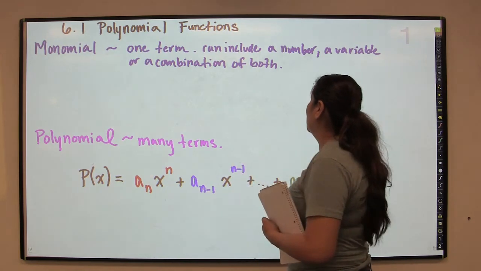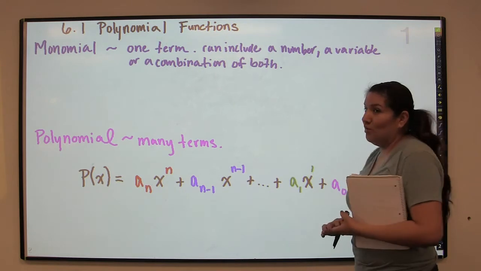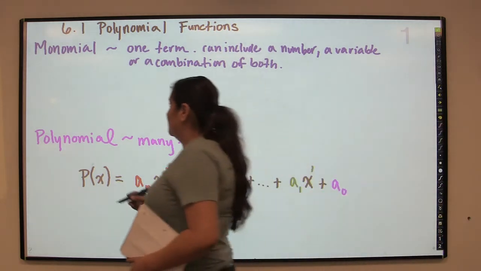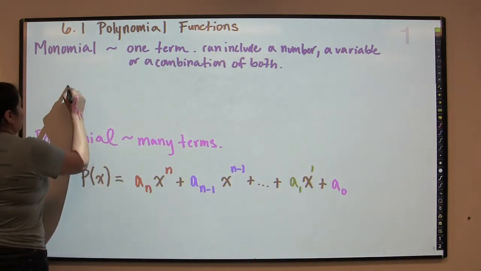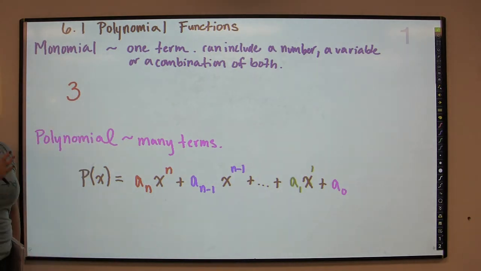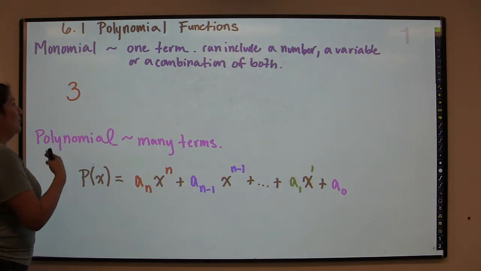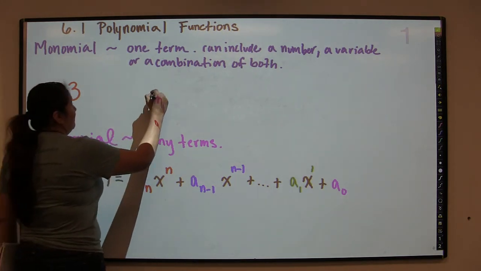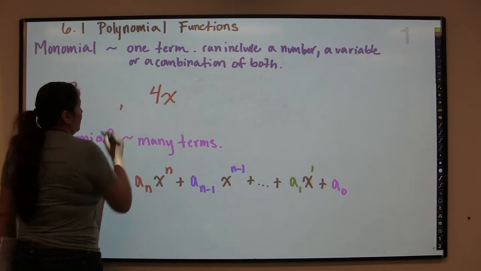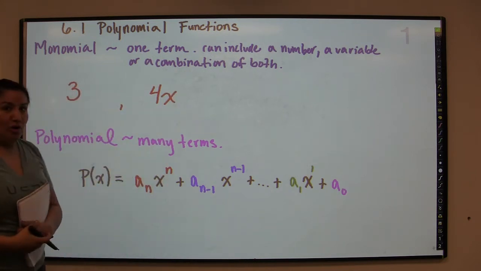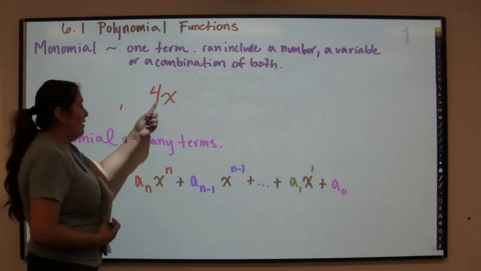And that term can include a number, a variable, or a combination of both. So I'm going to give you some examples of monomials. A lot of times people think that a number by itself is not a term, but actually it is a term. It's just a linear term, or a constant term. It's one number. It could also have something with a variable in it. So 4x could be considered a monomial. It's one term. It has a number and a variable.